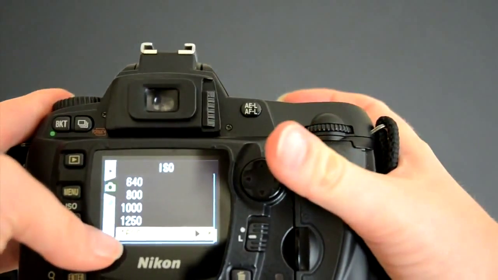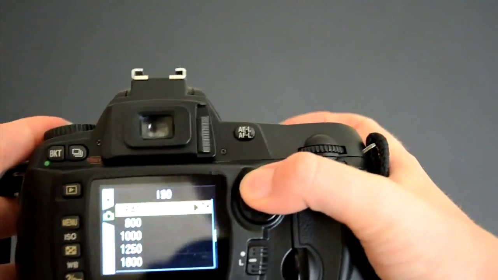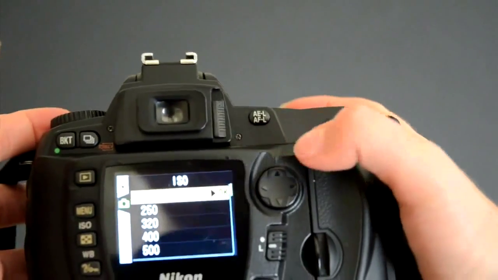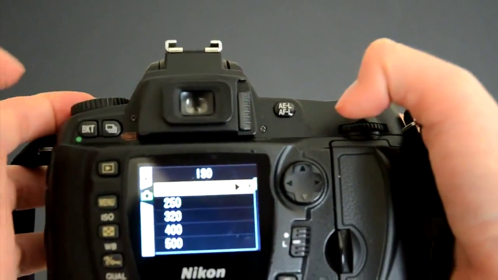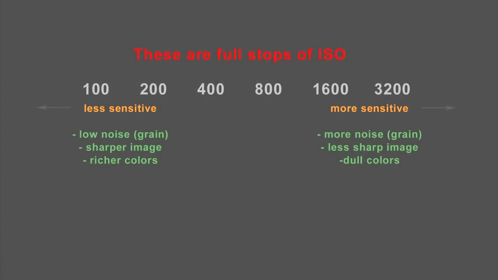This camera goes only up to 1600, and the lowest ISO is 200. So for some cameras it's 200, some cameras have 100, some cameras even have 50 ISO. These are the full stops of ISO. The less sensitive stops are the smaller numbers, and the more sensitive stops are the bigger numbers.